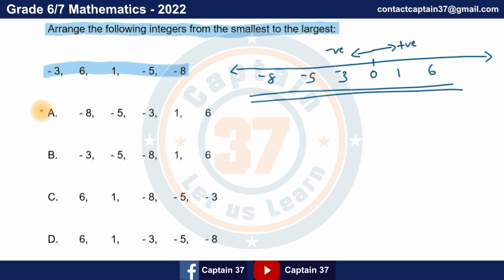Let's check A. There's negative 8, there's negative 5, there's negative 3, there's 1, and then there is 6, which is what we have here. Therefore, the answer to this question is A.